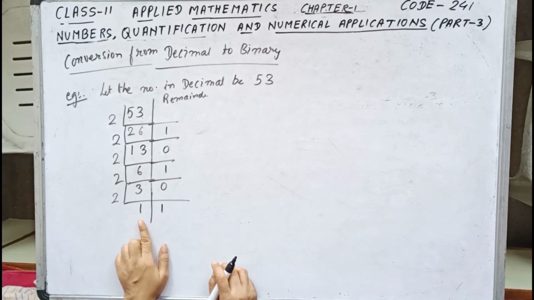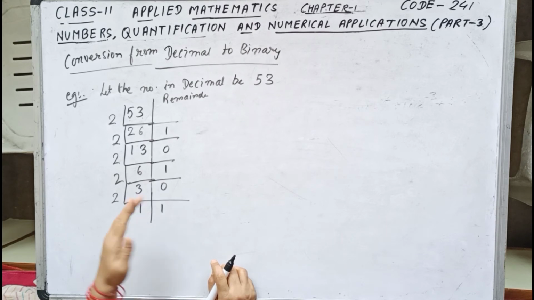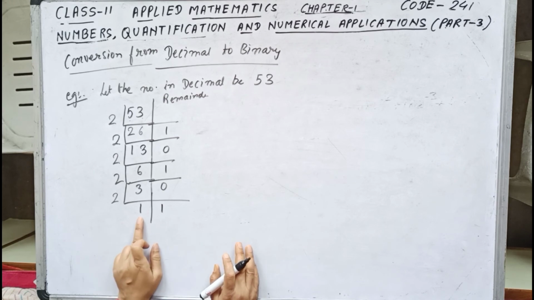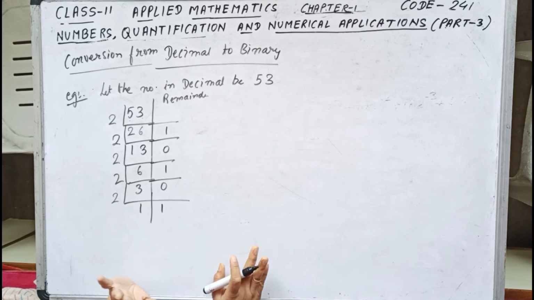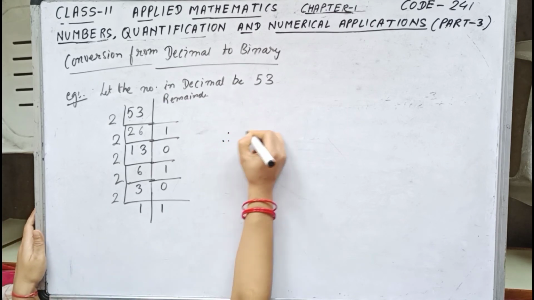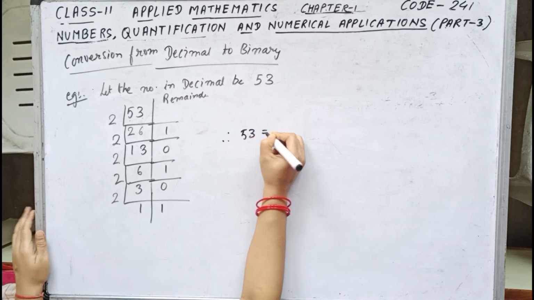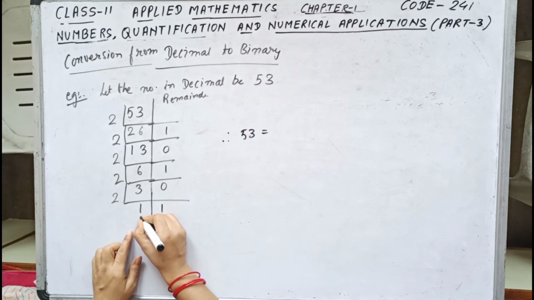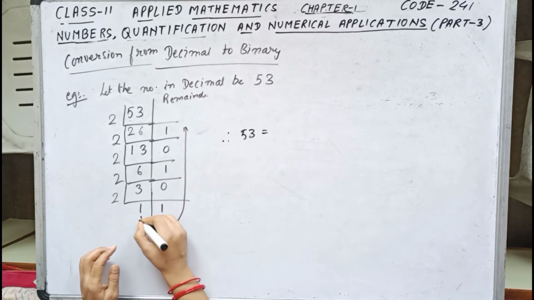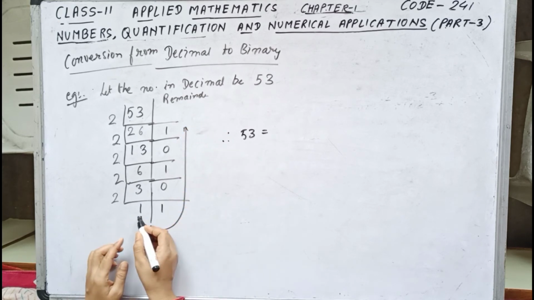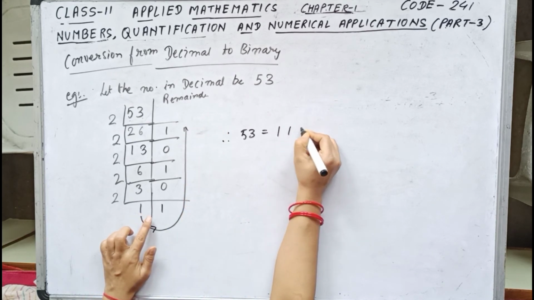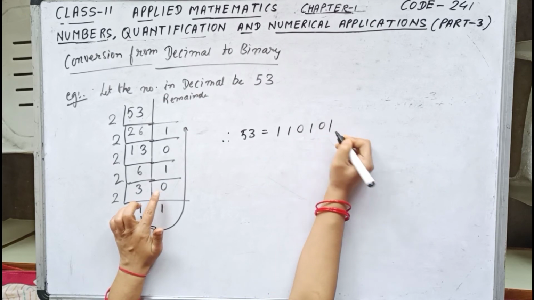Over here we will stop. Until the remainder comes to be 1, we will go on dividing. If the quotient comes to 1, we will stop over here, because now this 1 is less than 2. So we will stop our division. And the required number in binary form, therefore 53 equals, we will be writing from here down to top, right. Following this pattern from down to top, 53 will be equal to 110101.